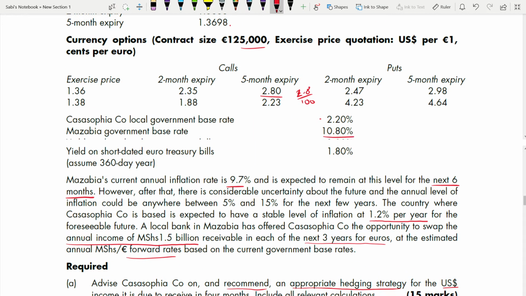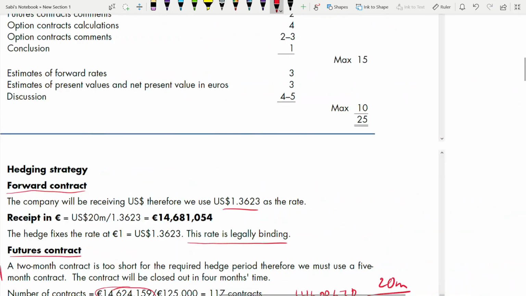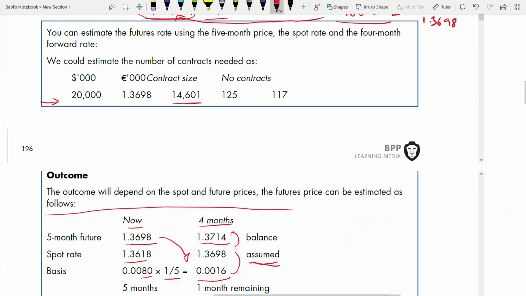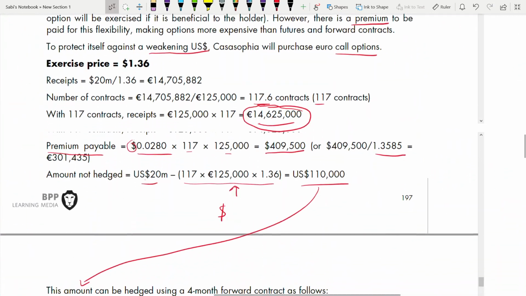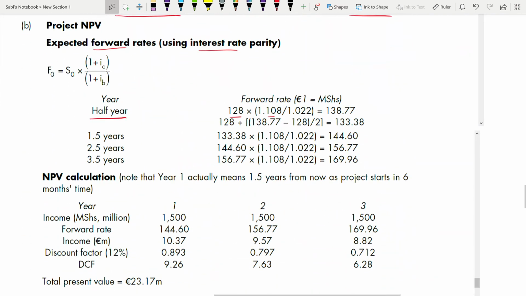It is this two rate, 10.8, because it is the overseas currency, overseas interest rate. So it will be on the numerator, 10.8 divided by the base currency, that is 2.2. So that's why it is into 10.8 divided by 2.2. For the first year, if you have found out, it is 138.77.